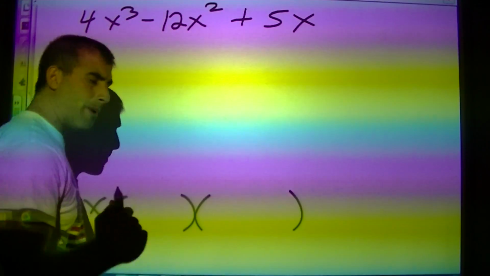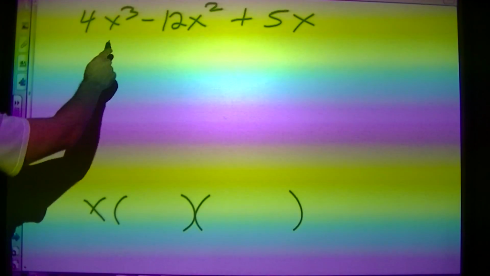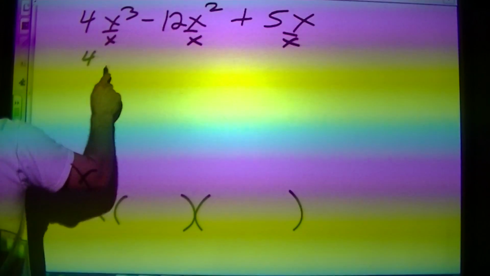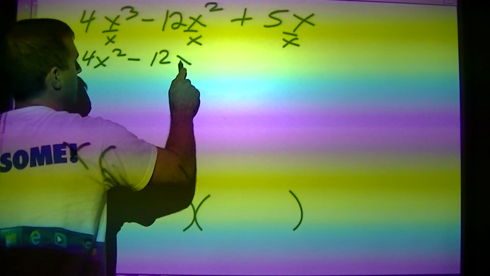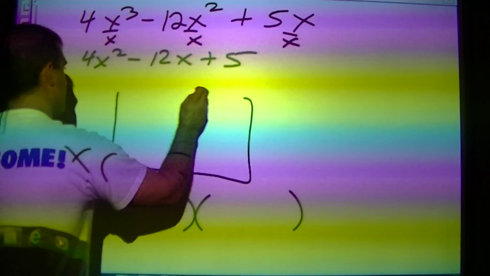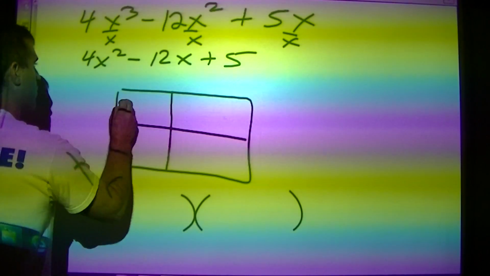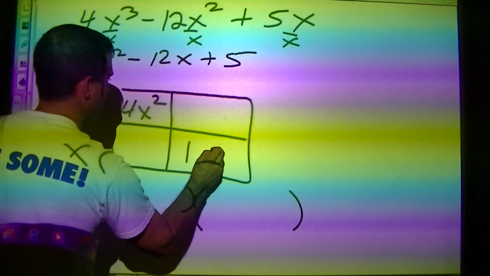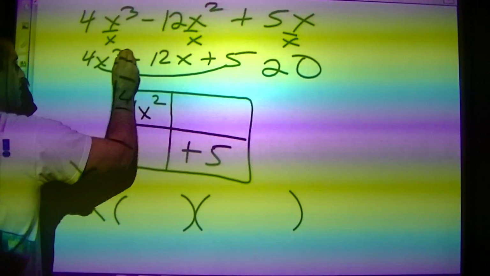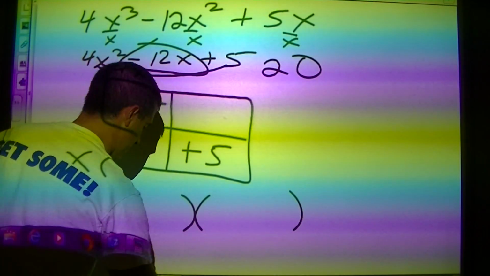It's the only way for the boxes to really work. So if I take out the x, all that does is basically reduces this to what we factored before. All right, so don't overcomplicate that. So what I got here, I got 4x squared and 5. I would multiply that, would give me 20. I'm looking for the set that adds up to negative 12.